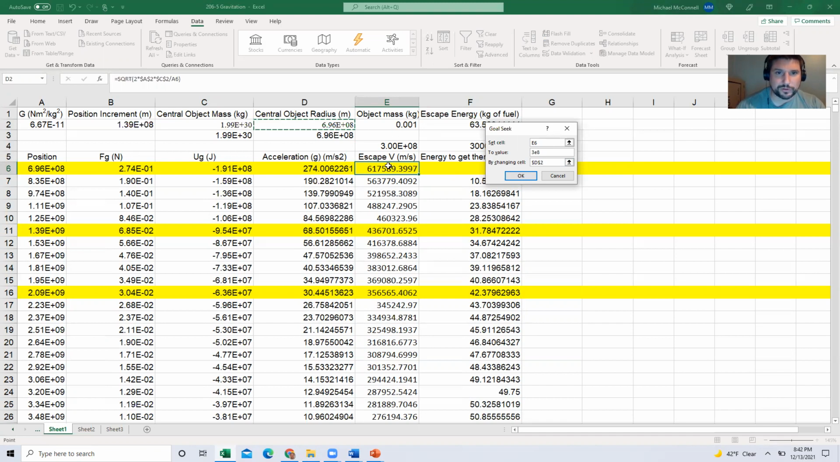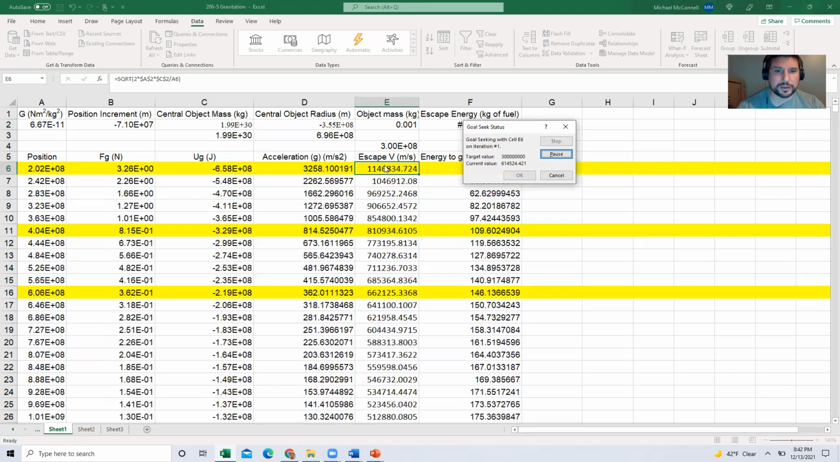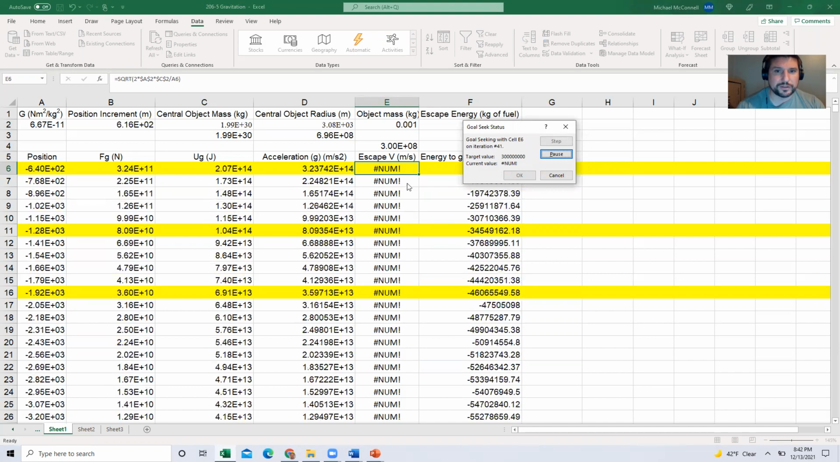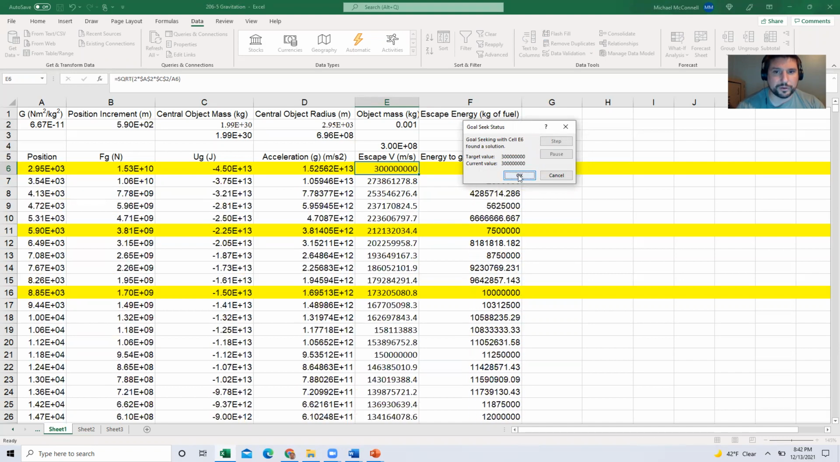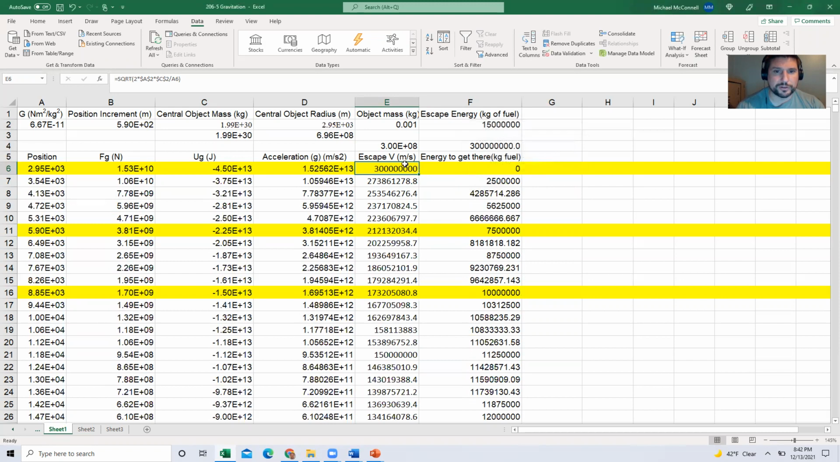And what this will do is shrink the radius of the sun down until the escape velocity at the surface, quote unquote, which would be the event horizon, is the speed of light. So I say okay, and you'll watch that number vary until it hits its target value of 300 million meters per second. And in order to do that, it's 2.95 times 10 to the 3 meters, or about 3 kilometers in radius, which is about 6 kilometers, maybe 2.5 miles across, is the diameter of the sun as a black hole, about the size of a small town.